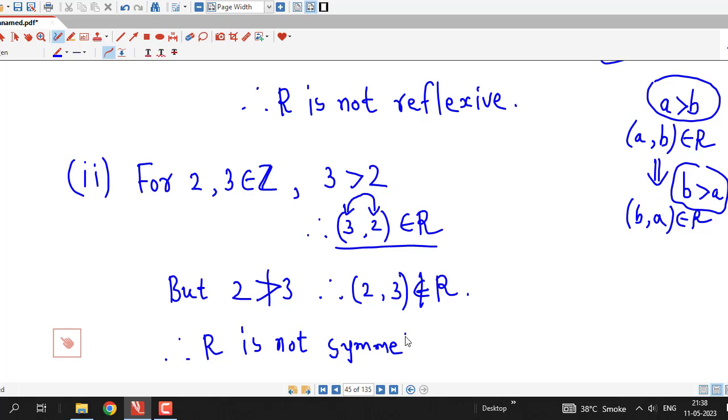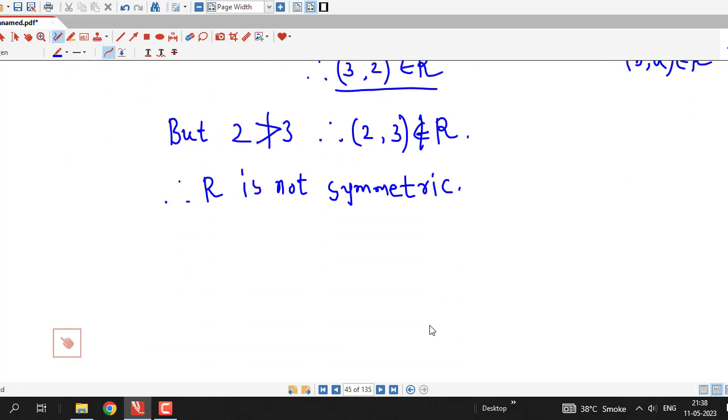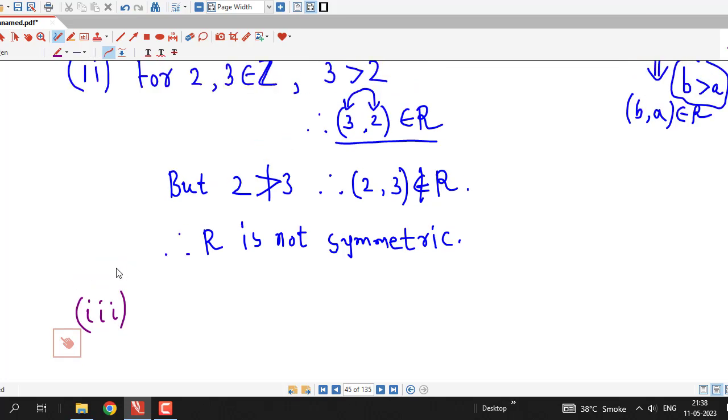So if our relation is not symmetric, we have to find a particular ordered pair for which that property is not satisfied. And if our relation is satisfying a certain property, then we have to prove that property for an arbitrary element.